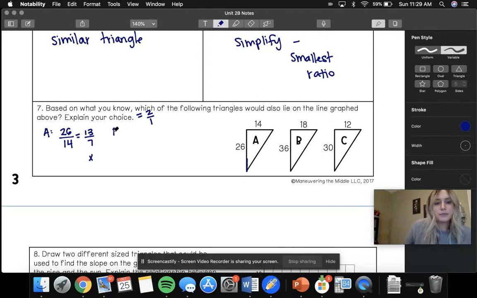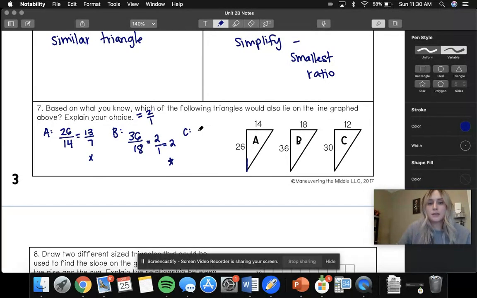Okay. For B, B has a rise in this triangle of 36 and a run of 18. If we simplify 36, ABC, 18, we get 2, which as an improper fraction would be the same as 2 over 1. Okay. What looks like it will match the same as the beginning graph of 2 over 1. So just to make sure, let's try C.